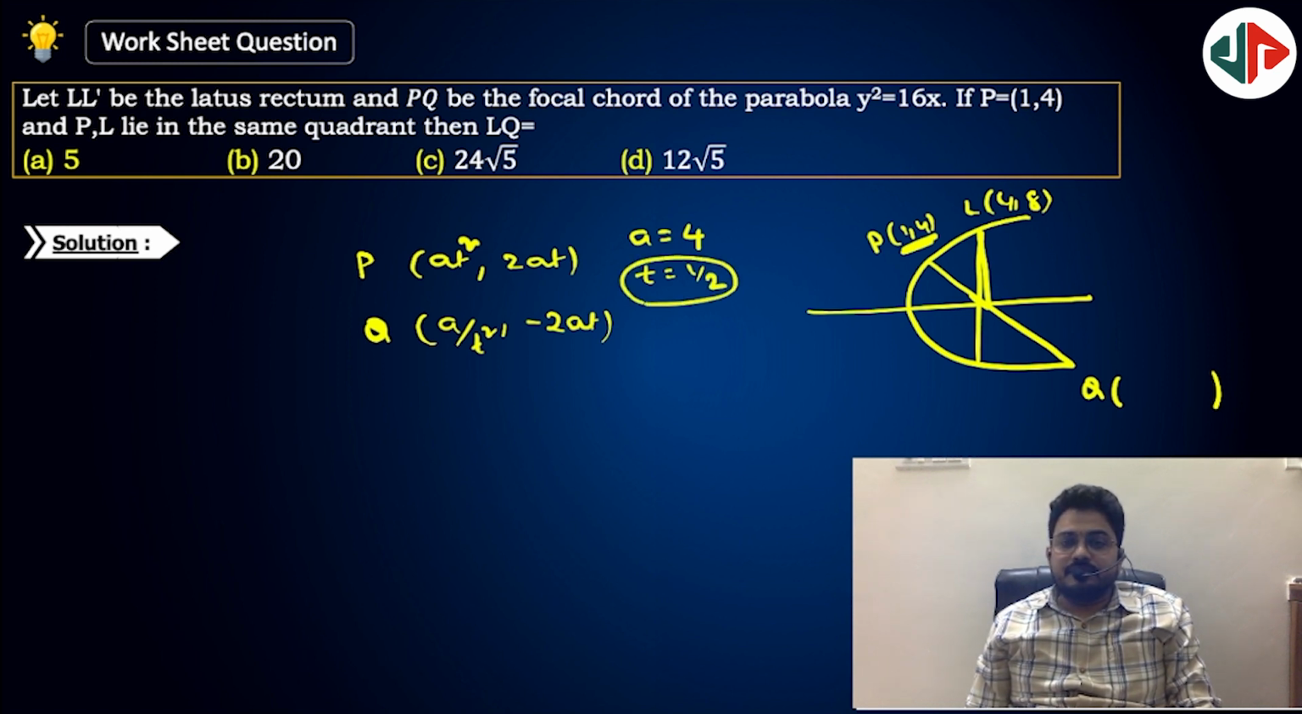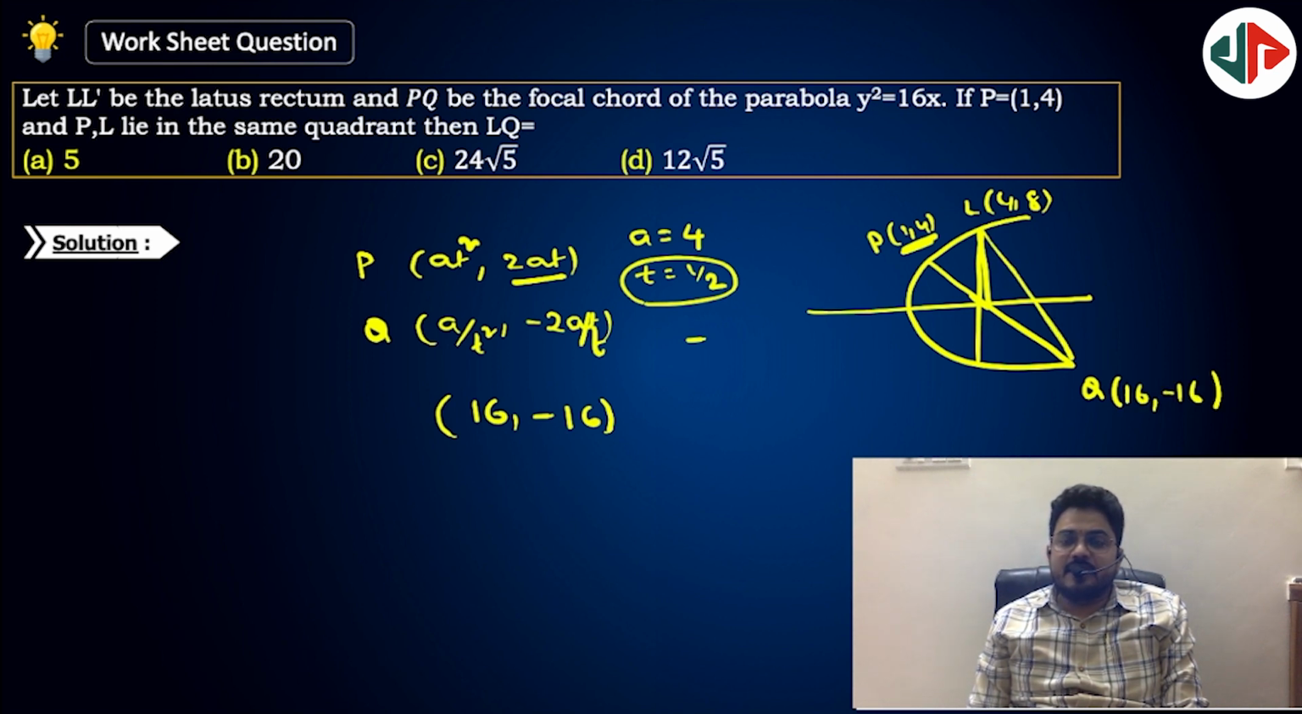Okay, 8t square comma 2. So here what will happen? 4 4s are 16 and minus 2 times 8, answer 8 minus 2a by t, so it will be equal to minus 4a. So it will be equal to minus 16. So this point is 16 comma minus 16.